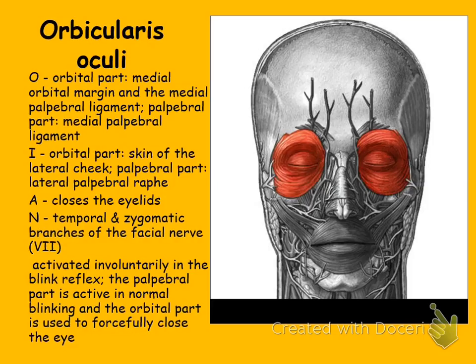So it helps us to close your eye. Forcefully closes the eye. This is your winking muscle. Allows you to wink. So your flirting muscle, your winking muscle, this is your orbicularis oculi. Temporal and zygomatic branches of the facial nerve. These are the ones that go upward on the facial nerve.